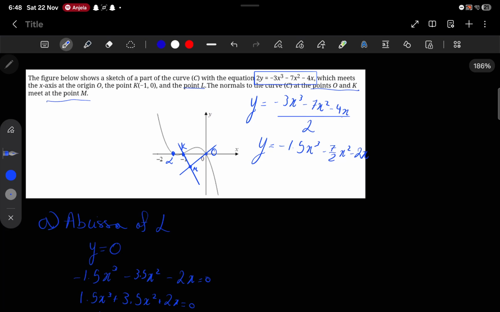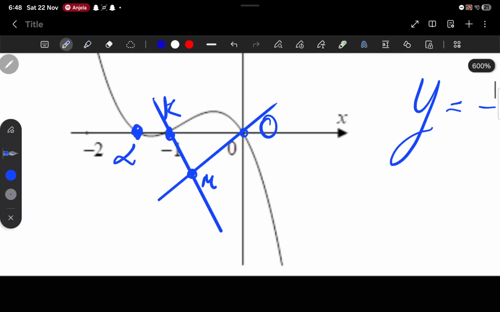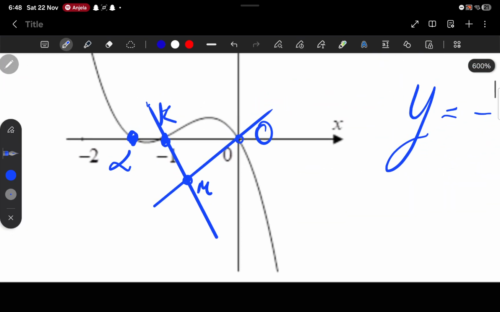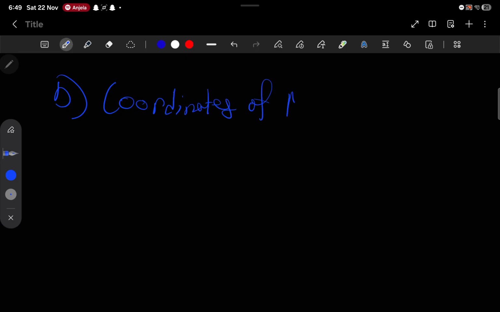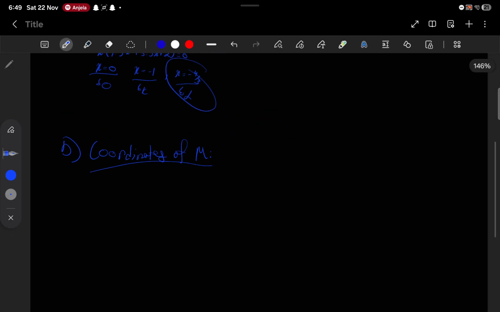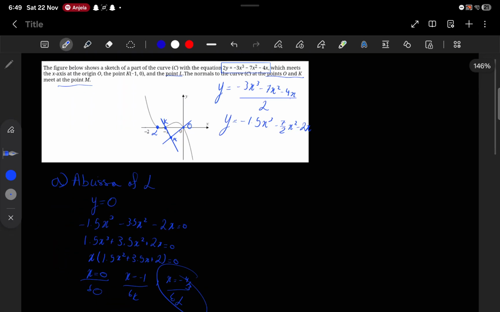Now, how do you do this? As you can see graphically, what do you do? You find the normal at K, you find the normal at O, set them equal to each other, and you'll get M. Very simple. So, the coordinates of M. How do you do this? As we said, we're going to find the normal at K.